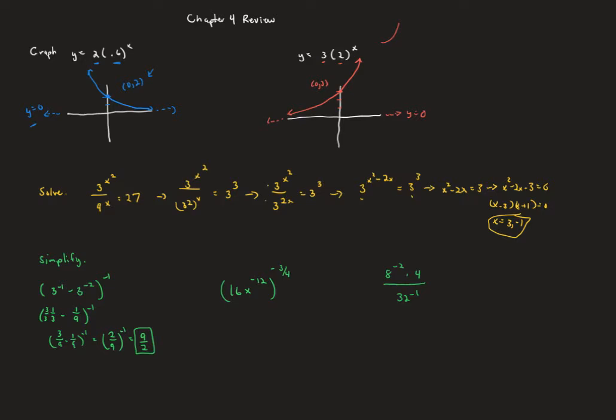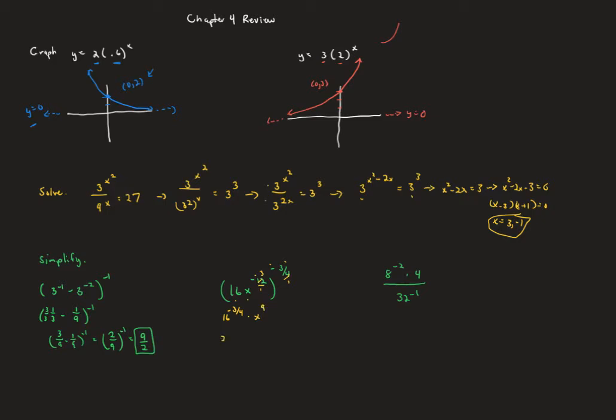On the 16 times x to the negative 2, all raised to the negative 3/4. Now when two things are being multiplied and raised to a power, they can each get raised to that power. So I'll come back to the 16 to the negative 3/4. When you raise a power to a power, we're going to multiply the exponents. So the negative times negative is positive, and we're going to end up with a 9 in the exponent.